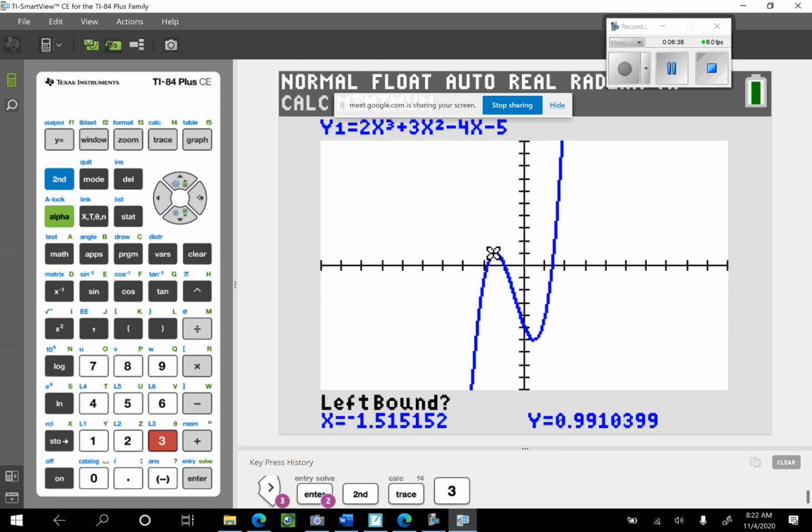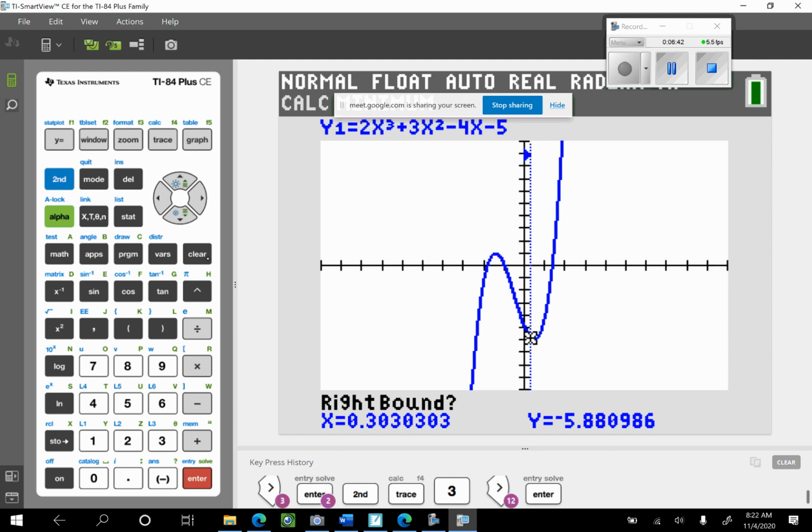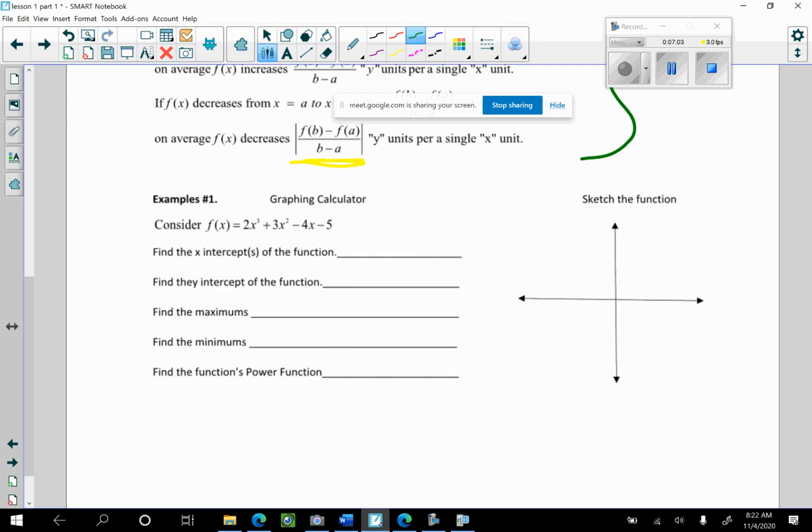Find the min. 3 for min. I trust that all of you can do this. Looks like I'm to the left. To the right. Hopefully I'm to the left. Yes. 0.4574, comma -6.0105. And now I'm going to take all that information and put it on my particular notebook.